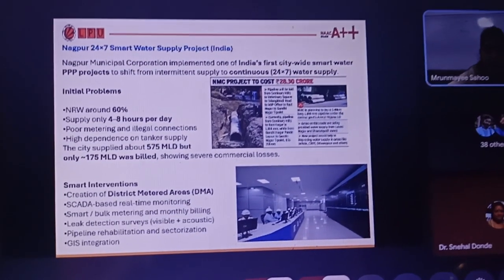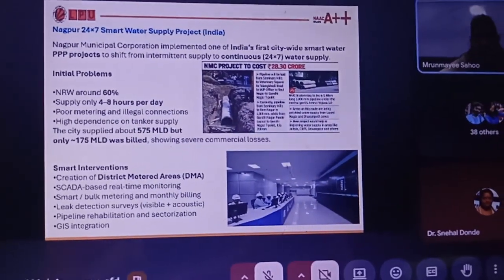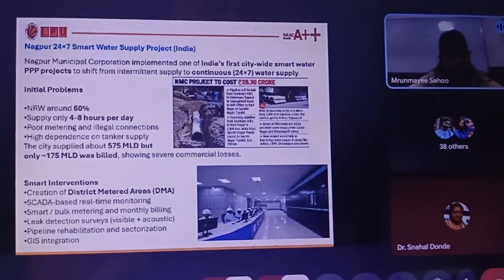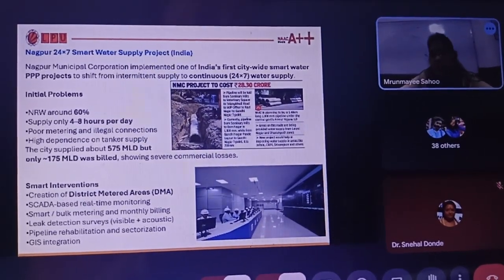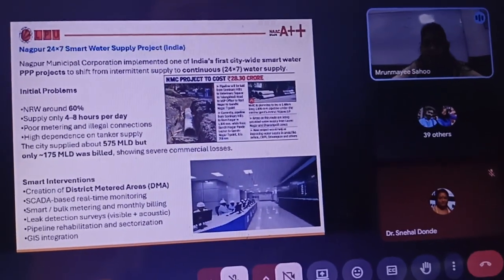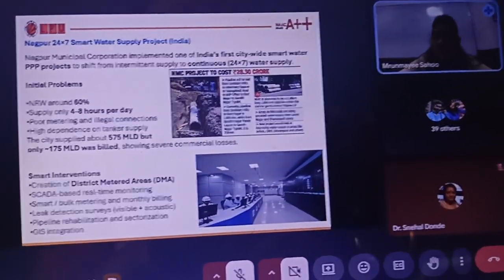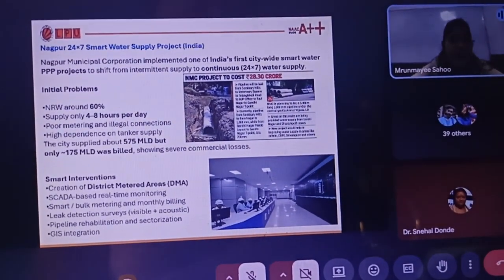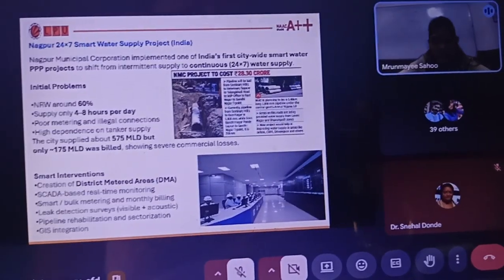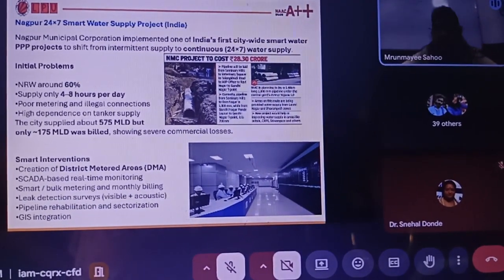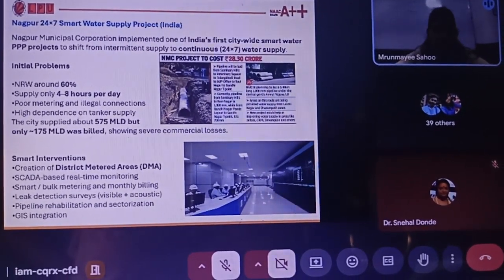So that was around 60% when it was implemented; within a month the data was taken and it was 60%. But when GIS was integrated, the data was analyzed and various renovation work was done, various researchers and engineers worked upon it, and it was reduced to 15%. So NRW right now in Nagpur is 15% for this specific project, and it is still going on. If you are working on projects, you can also take the data and simulate how this project is going, and accordingly design a similar kind of project.